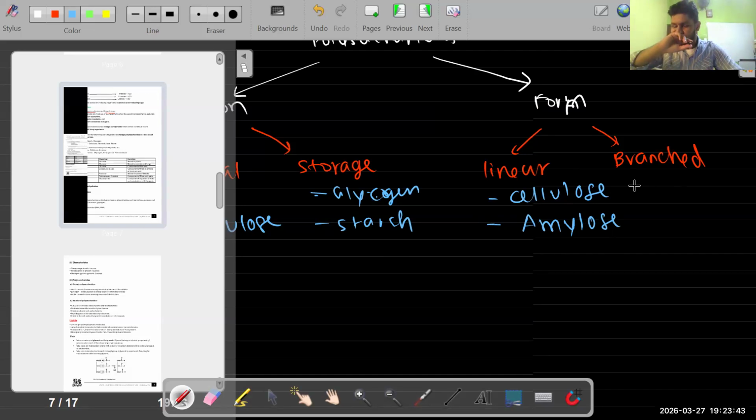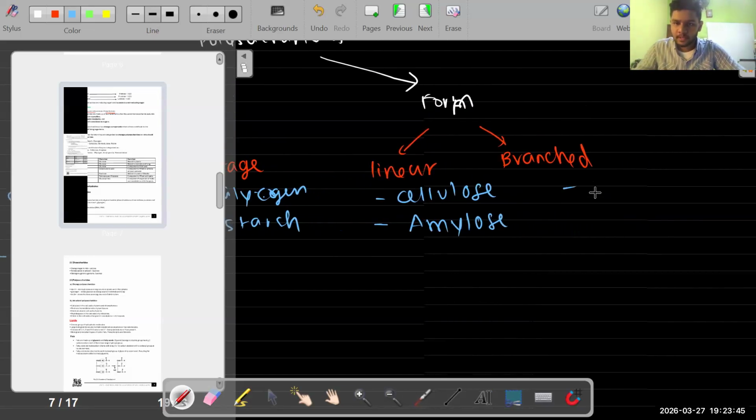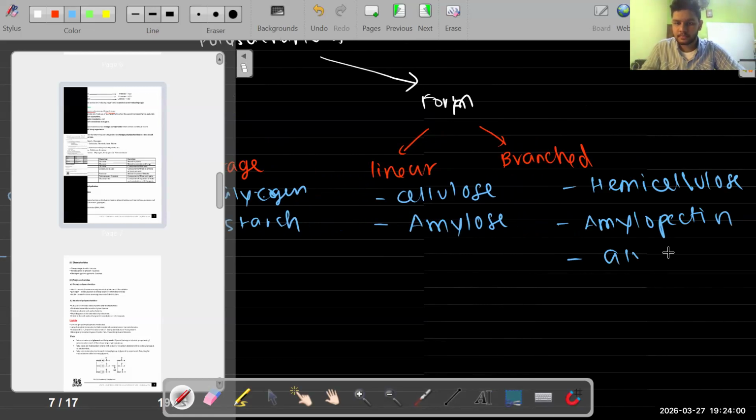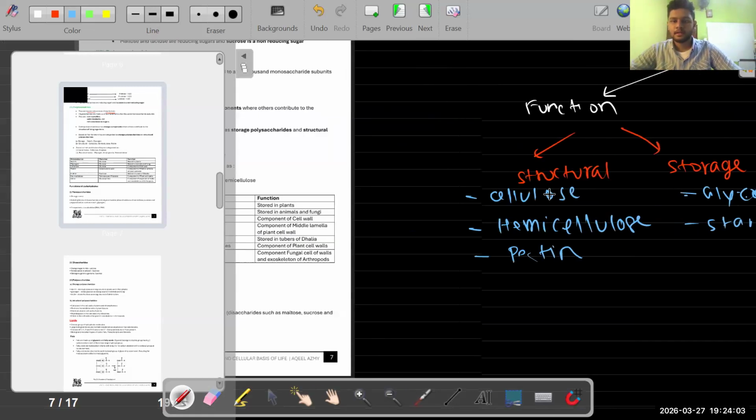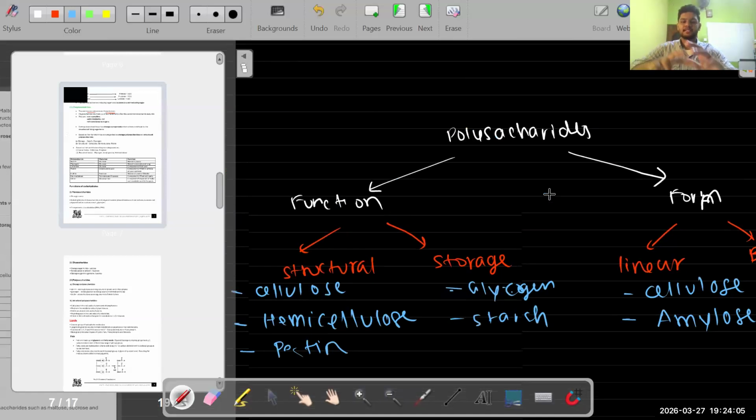If you see branched, hemicellulose is considered to be a branched one, amylopectin, and glycogen. You see, polysaccharides can be classified into two based on their function and based on their form. If you see the function, polysaccharides are used as a structural component, and second, they are used as a storage component. Examples for structural components are cellulose, hemicellulose, and pectin.